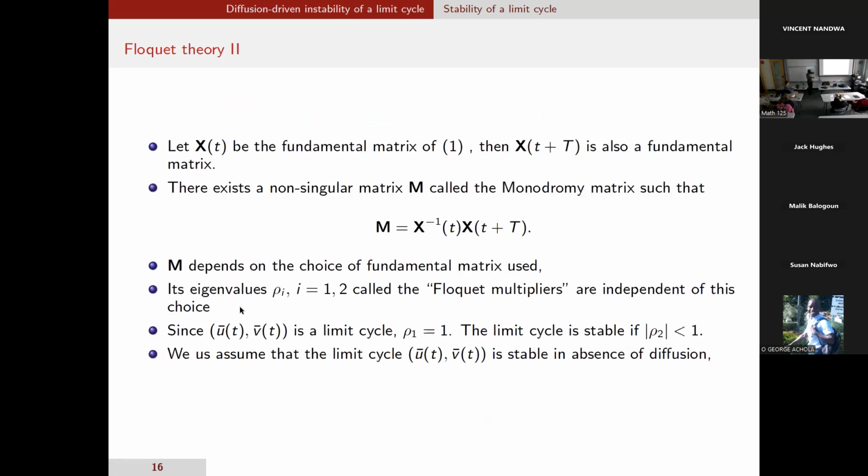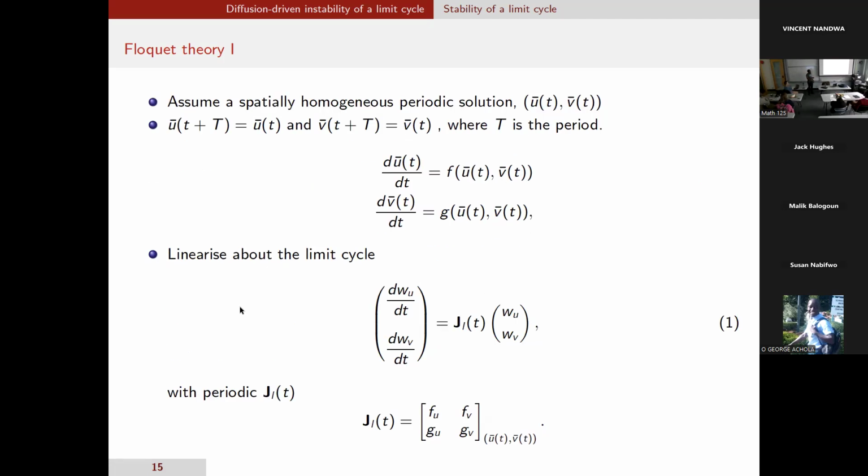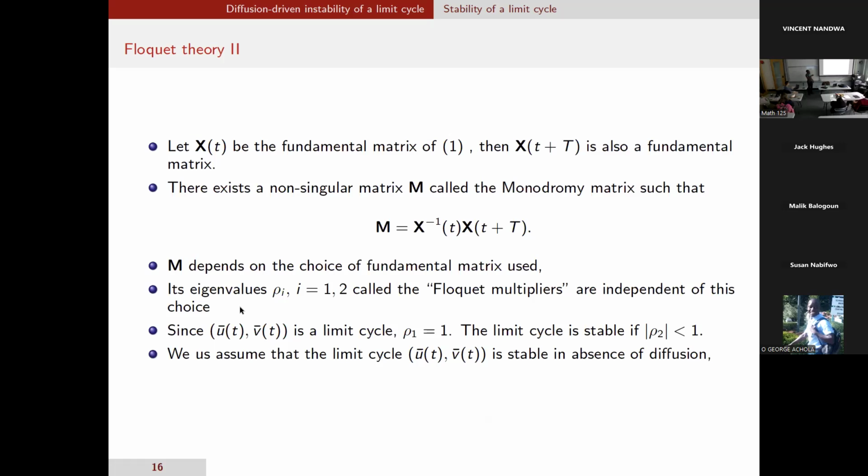To test this stability, we look for what we call fundamental matrices. One can show that if you have this system 1, and X(t) is a fundamental matrix, then X(t+T) is also a fundamental matrix. This can be proved. The connection between X(t) and X(t+T) is that they are a multiple of each other: X(t+T) equals X(t) multiplied by a nonsingular matrix C. That allows us to define this matrix M, which we call the monodromy matrix.